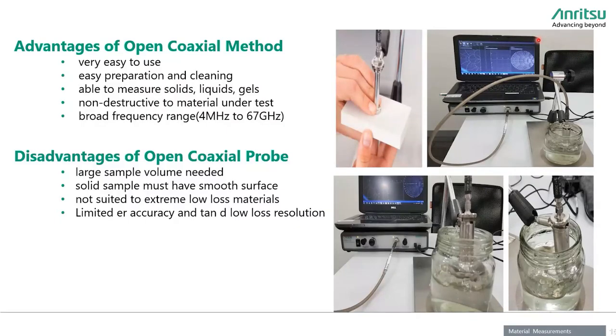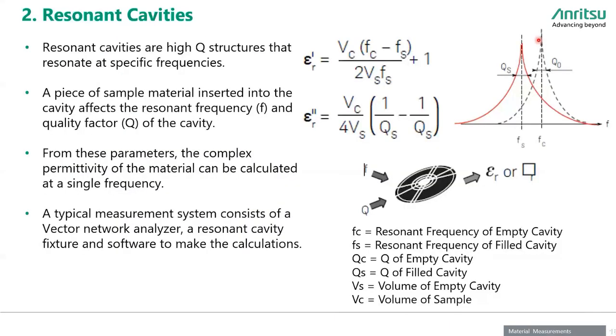The second method we have is the resonance cavity method. The resonance cavity has a high Q structure that is resonating at a particular frequency. So we are aware of the resonant frequency of an empty cavity and the quality factor of that particular cavity. Once we know that, we put the sample inside the cavity, and because of that sample there will be a shift in the resonance frequency and quality factor. From this delta between the resonant frequency and quality factor, we can calculate the material properties.